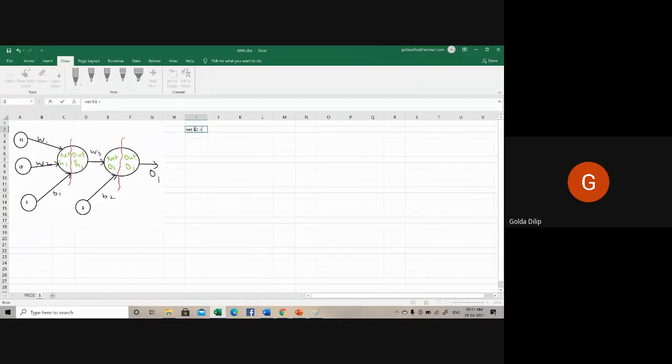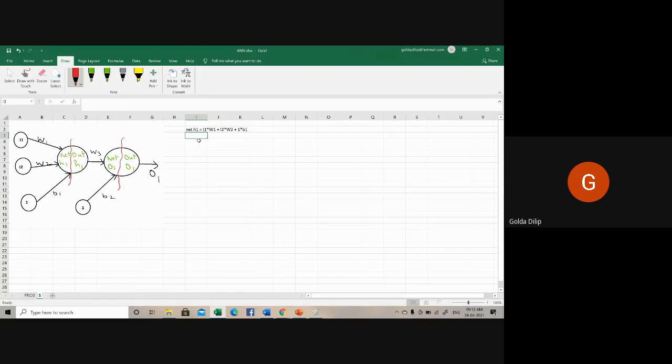Okay, so what will net H1 be? It will be I1 into W1 plus I2 into W2 plus 1 into B1. Okay, so this is my net H1. Now what will be my out H1?